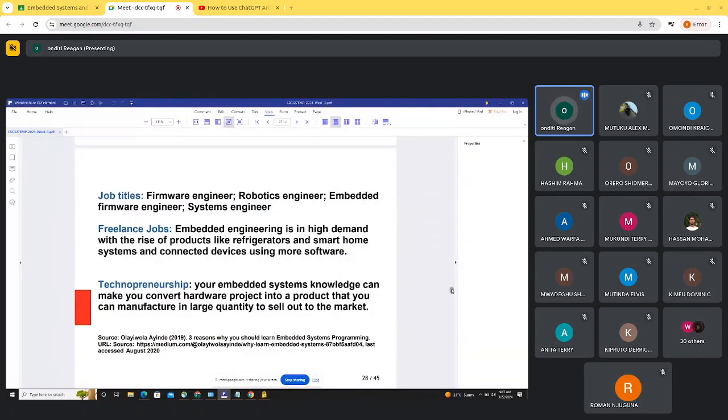Okay. So what are some of the areas in which you can be employed, or what are some of the jobs that run around the embedded systems? So the firmware engineers, what does a firmware engineer do from your understanding? Anybody who understands what a firmware engineer does?